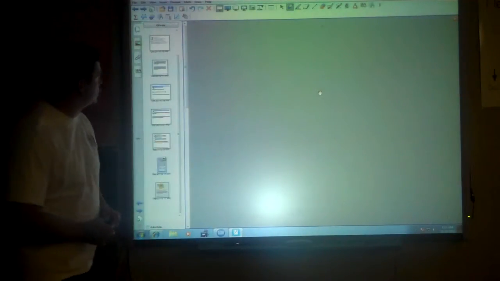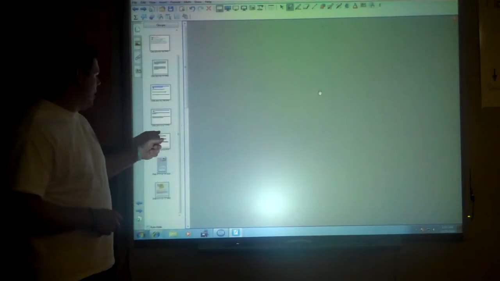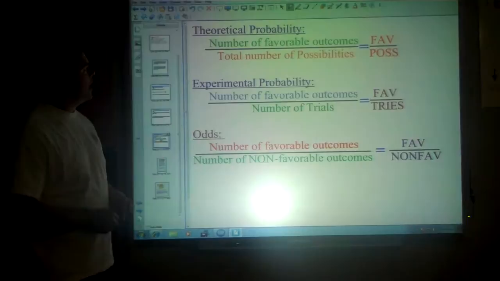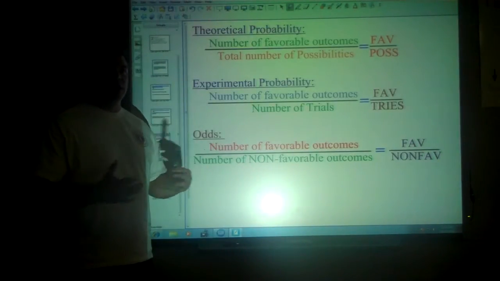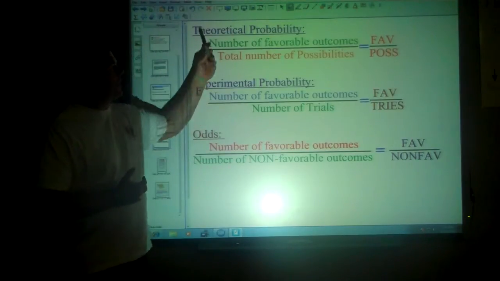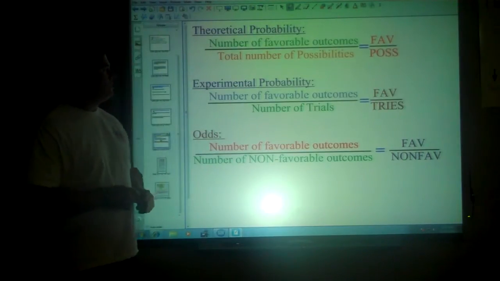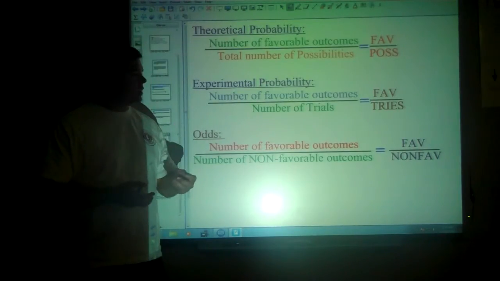Intro Algebra Lesson 2-8B. Continuing our work with probabilities, just a recap from the other day: theoretical probability is what would happen if everything were fair. It's in theory, doesn't necessarily mean it'll come out that way, but that's going to be favorable over possible. Experimental probability means we're actually sitting down and flipping the coins or rolling the dice.